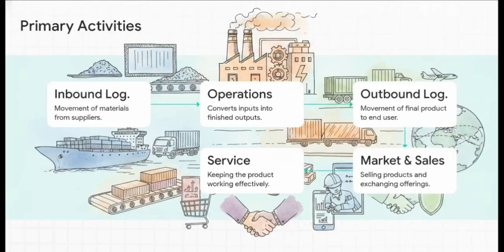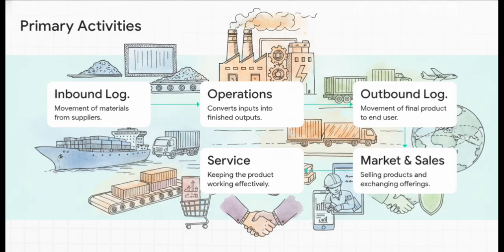Let's blast through the 5 primary steps chronologically. Step 1 is inbound logistics, getting raw materials from suppliers to your plant. Step 2, operations, literally turning those raw inputs into finished outputs using labor and power. Step 3 is outbound logistics, getting those finished boxes onto delivery trucks heading to the customer. Step 4, marketing and sales, convincing people to actually buy the thing. And finally, Step 5, service, keeping the product working long after it's delivered.